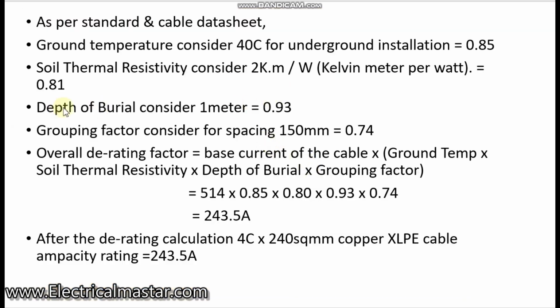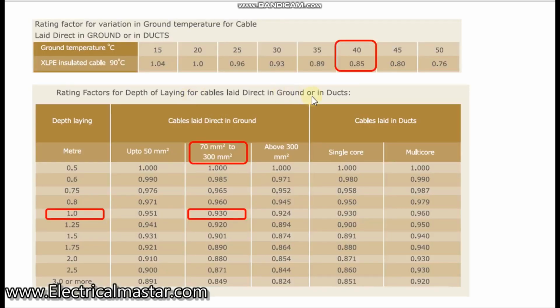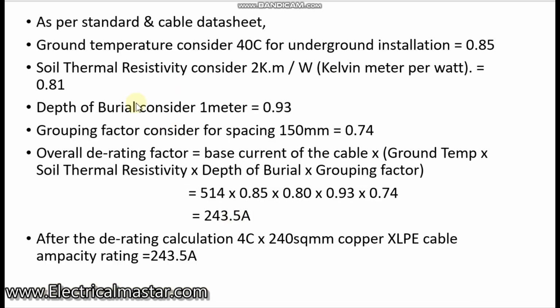Similarly, depth of cable laying is 1 meter as per the IEC standard. So depth of cable laying in the ground, how many meters, this is in meters, so 1 meter. For a cable laid directly in the ground, with a distance between 70 to 300 mm and 300 square mm, you have to choose these values. You can see both values meet here at 0.93. So the depth of cable 1 meter is 0.93.